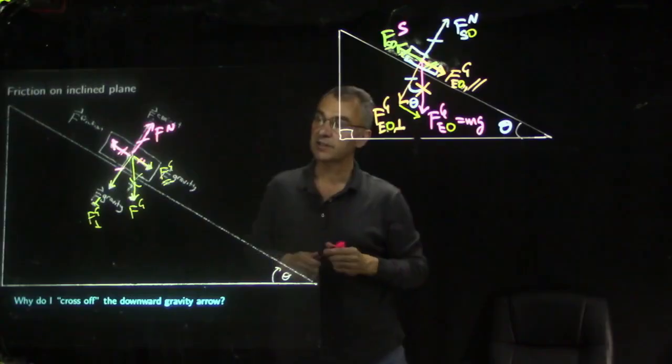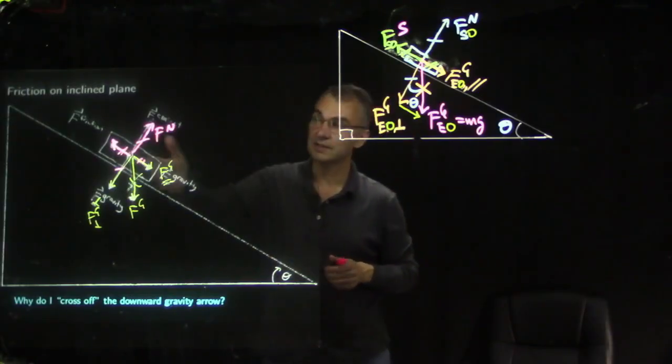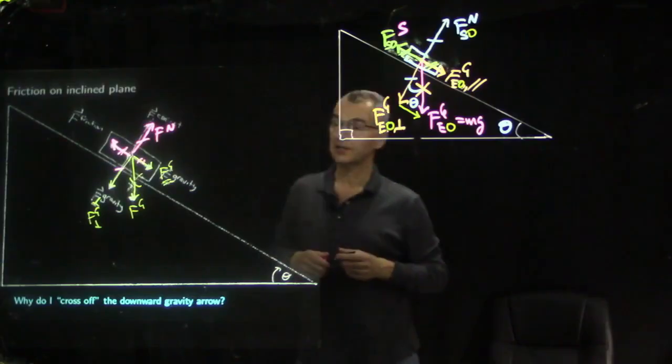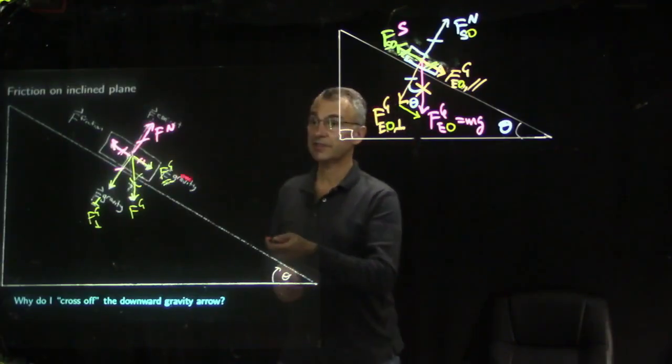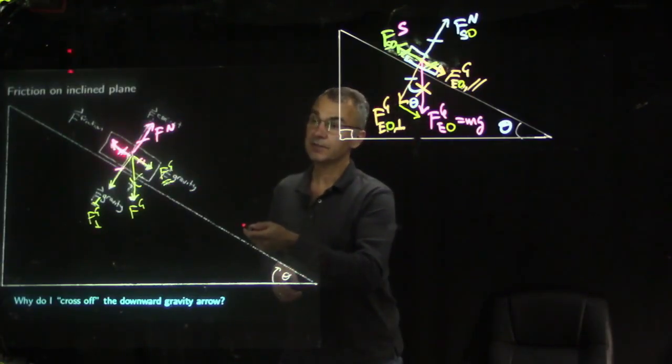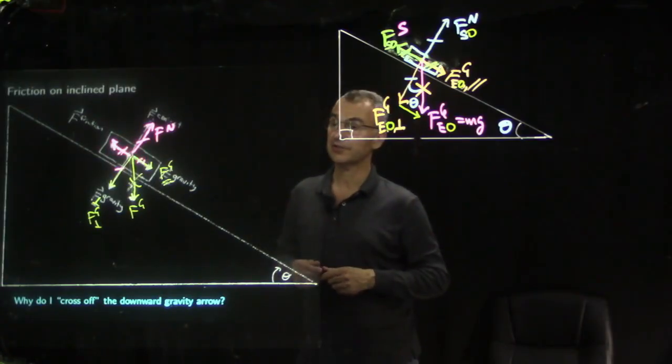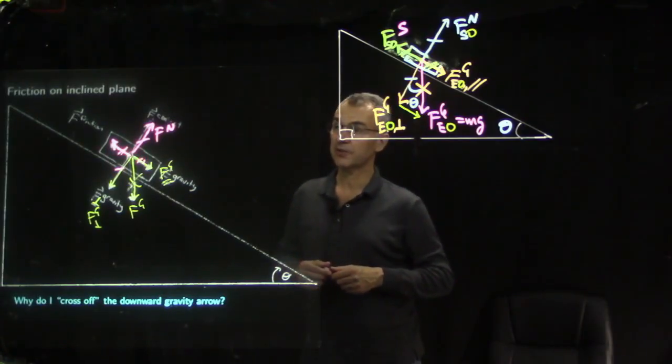So if it's constant, if it's zero velocity, then this arrow is the same size as this arrow, and this is static friction. If it is constant velocity downhill, then this arrow is the same length as this arrow, and it's kinetic friction rather than static friction. I don't think constant velocity uphill is possible. No, constant velocity uphill is not possible without some other external influence.